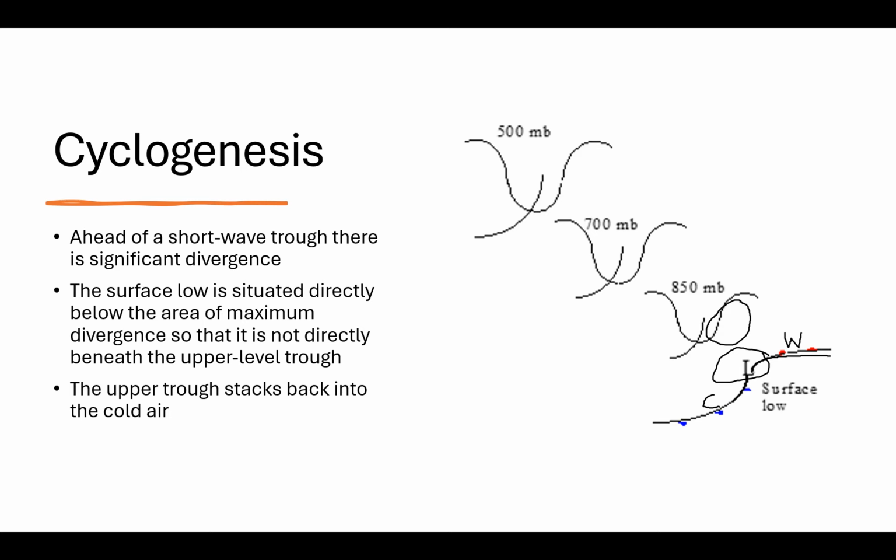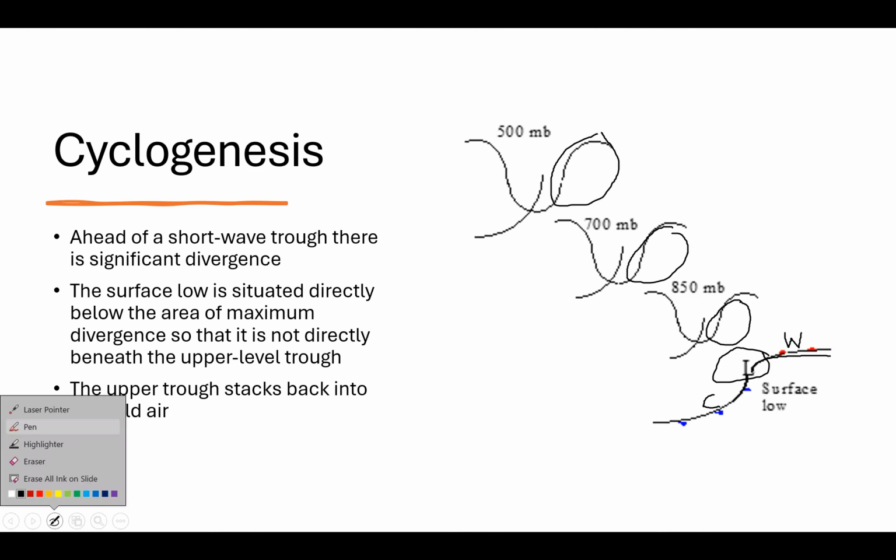upper level divergence here out ahead of the 850 millibar shortwave trough. We've got positive vorticity advection out ahead of the 700 millibar shortwave trough. And then we've got PVA out ahead of the 500 millibar shortwave trough. Let me draw a line. I'm going to draw it in a different color so you can really make it out. Let's do green. See how it's stacking back? Look at this. Look at that.